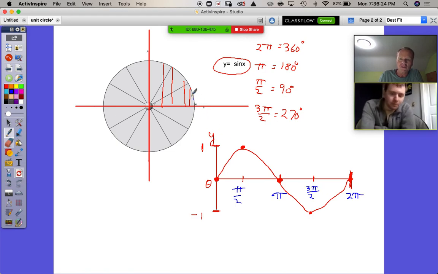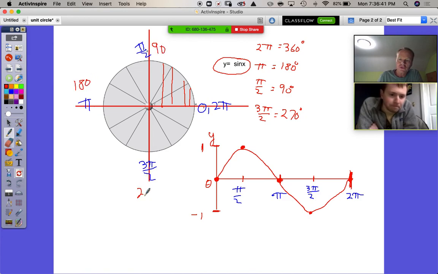If you look at this circle, it would be 0. This would be pi halves. This would be pi. This would be 3 pi halves. And then this is back to 2 pi. If we did it in degrees, we go to red, we'd say 0, 90, 180, 270, and then back to 360. You have to remember the sine is the vertical distance you are away from the x-axis.